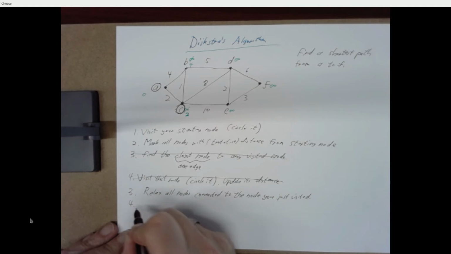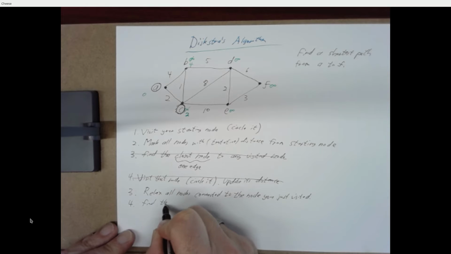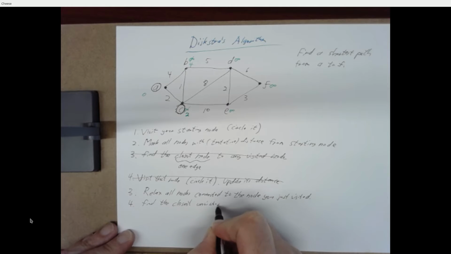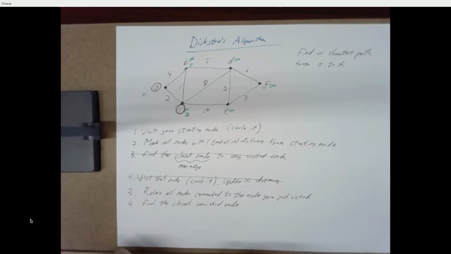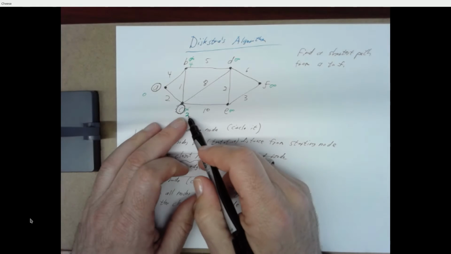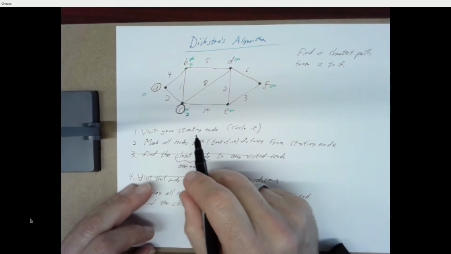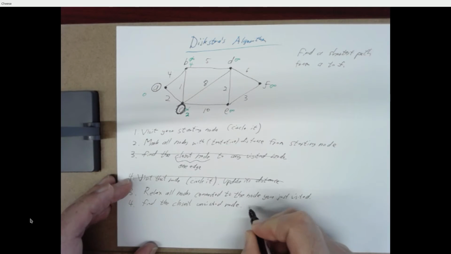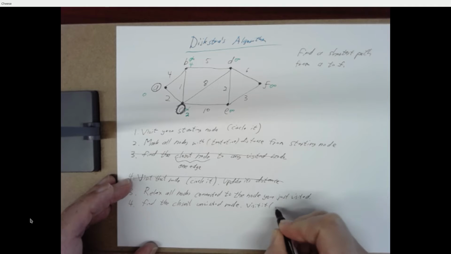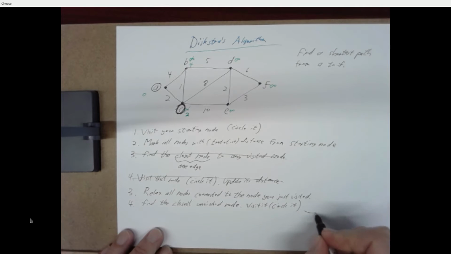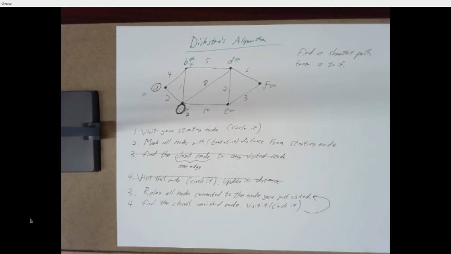Okay, so now we're going to find the closest unvisited node. So the only node we visited so far is A. So this has a distance of 2 from A, this has a distance of 4, these have a distance of infinity, so C is our closest node. So we're going to visit that node. So circle it. And then we're just going to keep repeating these 2 steps.